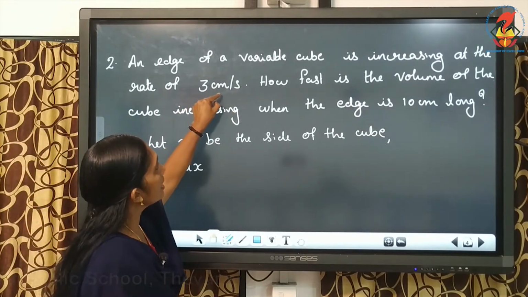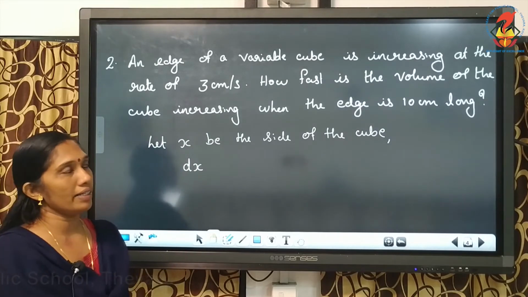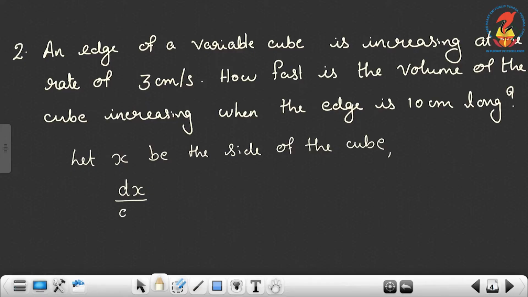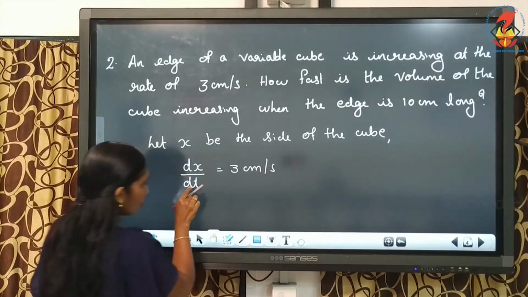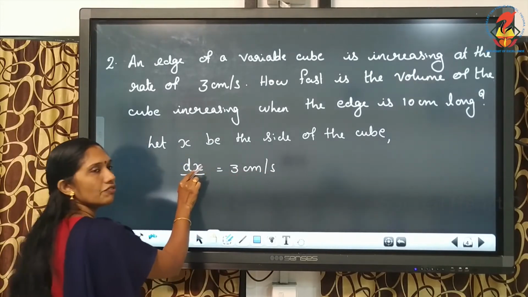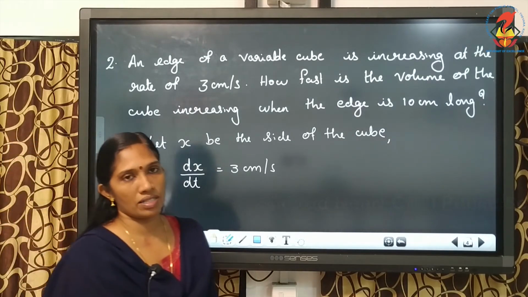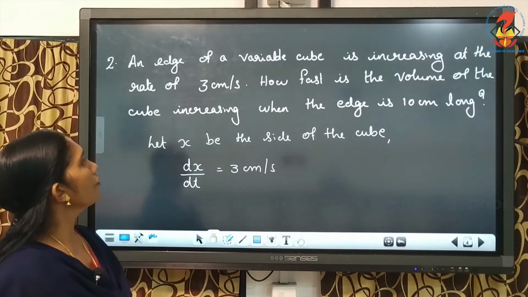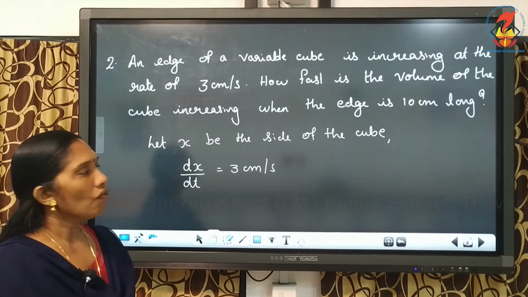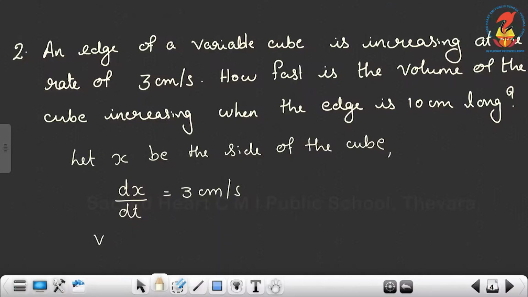Here 3 centimeter per second. Per second means with respect to time. So dx by dt is given as 3 centimeter per second. The second for this time and the centimeter for this x. So this is given. Now how fast is the volume of the cube increasing? What is the volume of the cube?